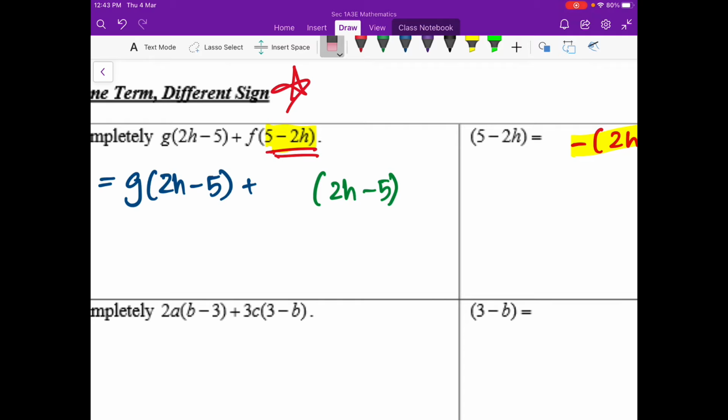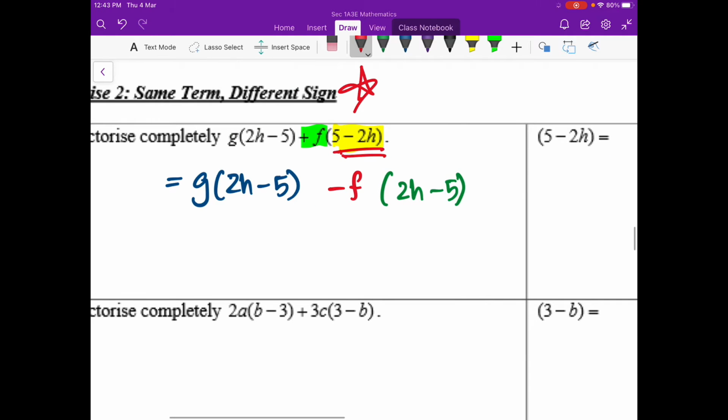This positive f, look at this positive f, is now going to become a minus what? Minus f. And this is a conversion. From positive f, change the sign to be negative f. From 5 minus 2h, change it to 2h minus 5. And now, we are comfortable with this. We have a common factor already of 2h minus 5. So let's carry on with our usual work. 2h minus 5 multiplied by g minus f. Done.